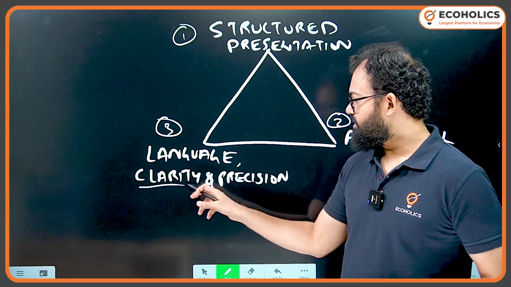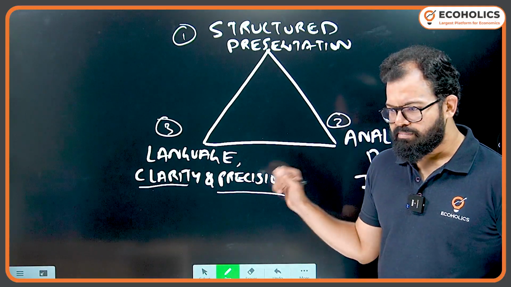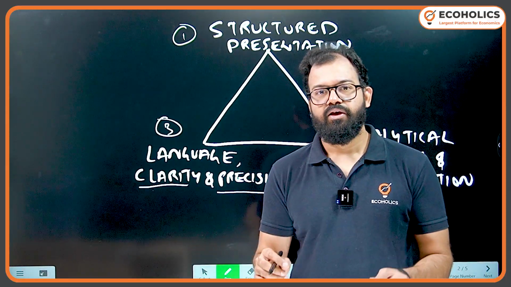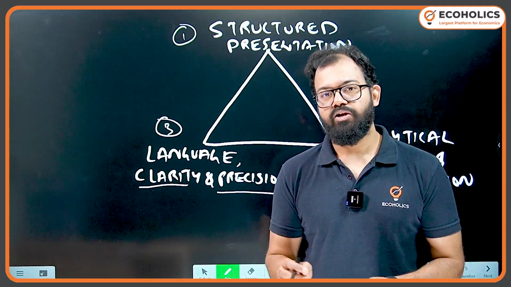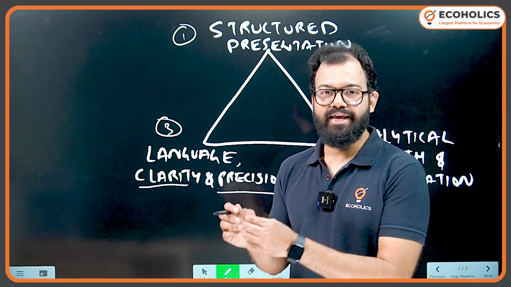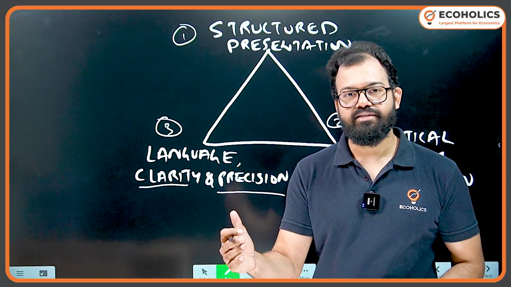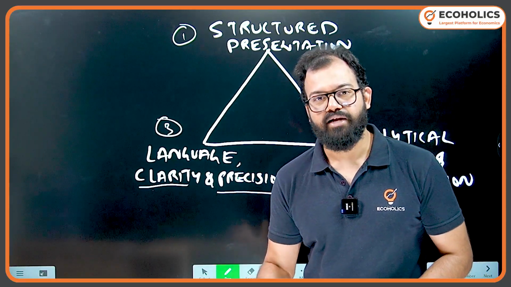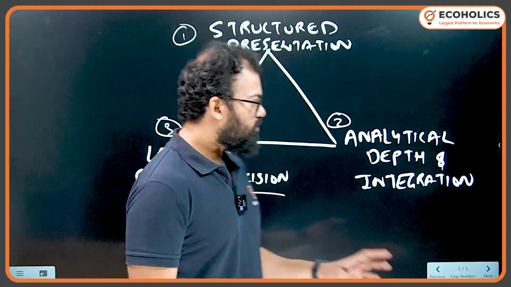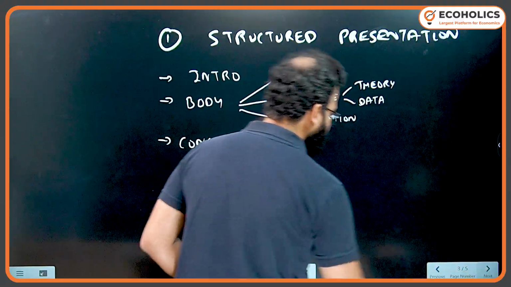Then we have clarity and precision. Why precision? Because UPSC gives word limits. They're not expecting you to write an essay on that. So precision is very important. What they're asking exactly, you should be presenting that point only. Let's move on to the first point to discuss in detail.